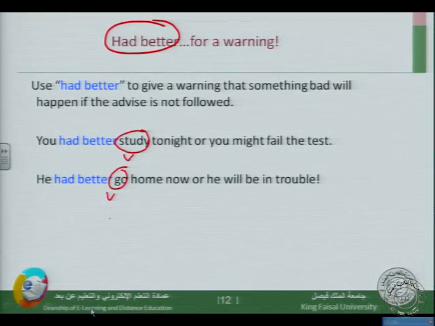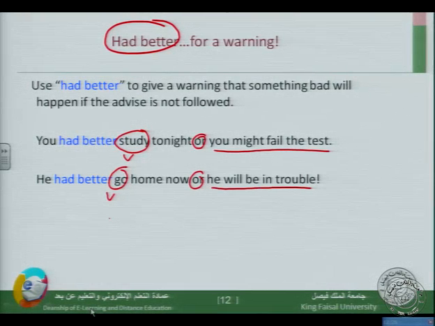You had better study tonight or you might fail the test. You had better go home now or he will be in trouble. So we use had better to give a warning that something bad will happen if you don't follow the advice. Okay?